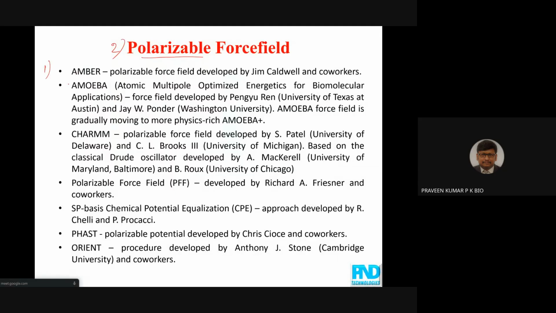kind of force field. The first we discuss is Amber. So Amber we have already seen in the previous classical force fields, isn't it? This can also be used as a polarizable force field. And the next is AMOEBA, atomic multipole optimized energetics for biomolecular simulations. CHARMM polarizable force field. This is an exclusive force field for this. And similarly, SIBFA, chemical potential, PHASED and Orient.